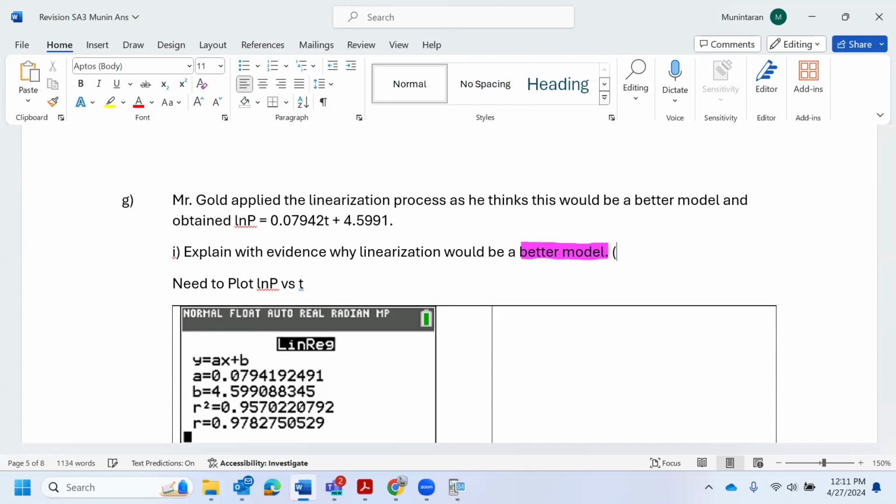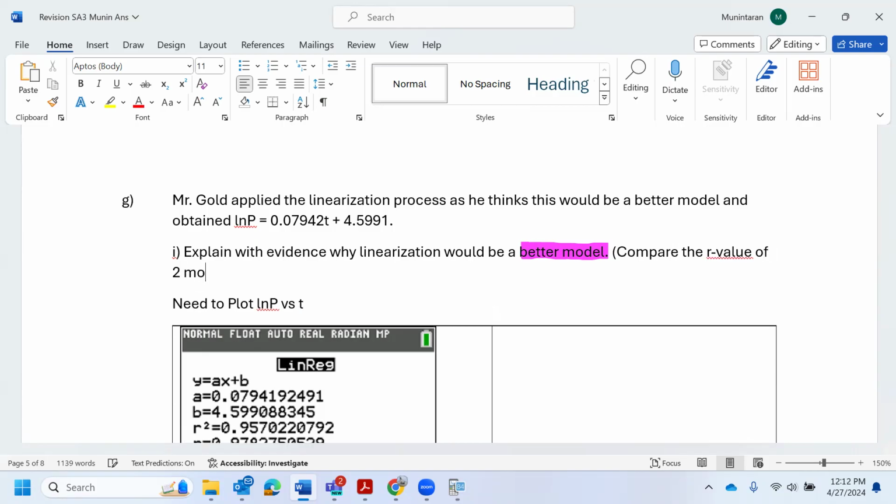Okay, you need to compare the R value of the two models. Need to compare the R value of the two models.